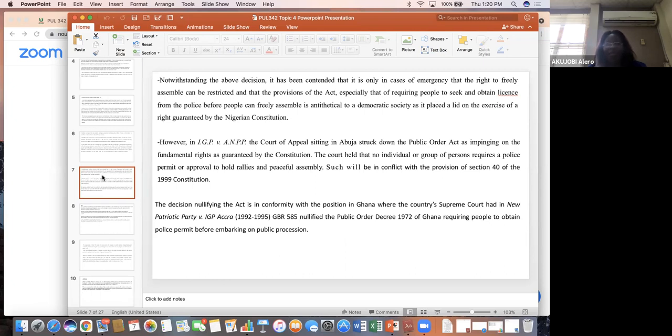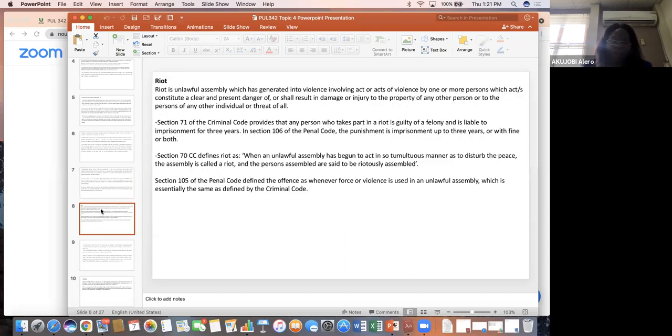Interestingly, also a case in Ghana, by the Supreme Court in New Patriotic Party versus IGP, has nullified the Public Order Decree of 1972 of Ghana that requires people to obtain police permits before embarking on a public procession. So we can see that this is the position of the law now: you do not need a permit or whatever to embark on a public procession.